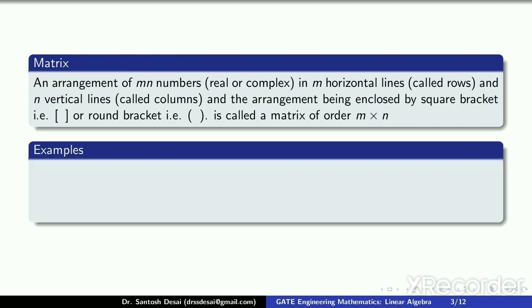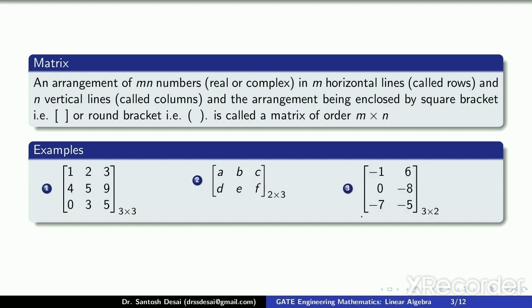Now we consider examples. In the first example, 9 numbers are arranged in 3 rows and 3 columns. So therefore, it is a matrix of order 3 by 3. In second example, 6 alphabets are arranged in 2 rows and 3 columns. So therefore, it is a matrix of order 2 by 3. In third example, 6 numbers are arranged in 3 rows and 2 columns. So therefore, it is a matrix of order 3 by 2.